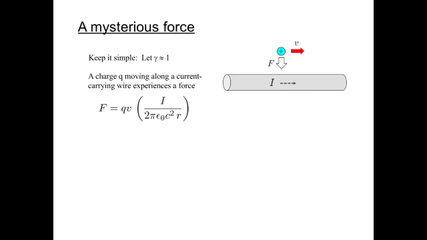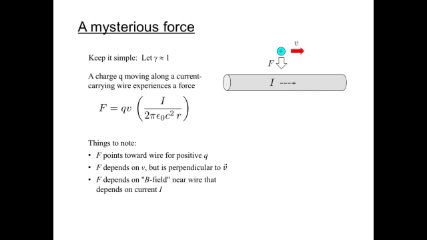So we have a charge moving at a speed v along a current-carrying wire, experiencing a force which is Q times V times an expression in parentheses which depends on where you are, but not what your charge is and how fast you're moving: I over 2 pi epsilon naught C squared times R. And this is a very mysterious force. What are the characteristics of this force? Well, first of all, the force points toward the wire because the moving observer sees the wire as having a net negative charge. So the positive test charge is pulled toward the wire.